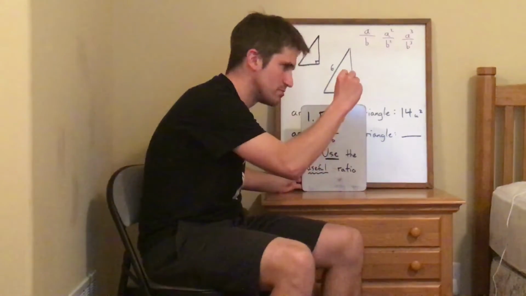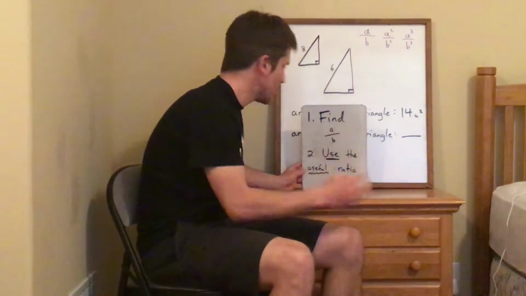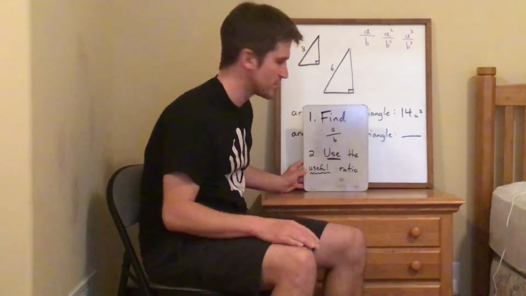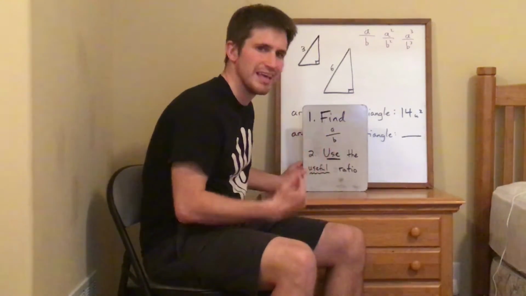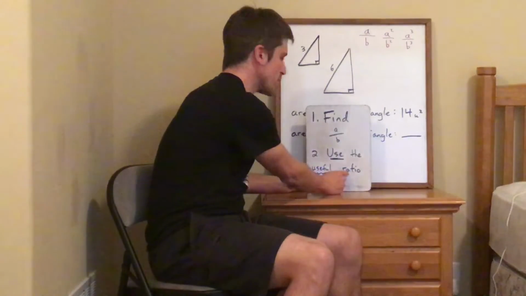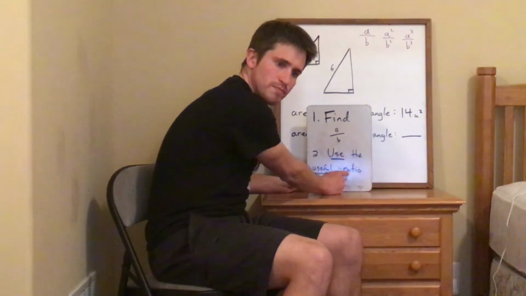This side length is 6, this side length is 10. I have a scale factor of 3/5. Find that A over B ratio. Then decide which ratio you want to use.